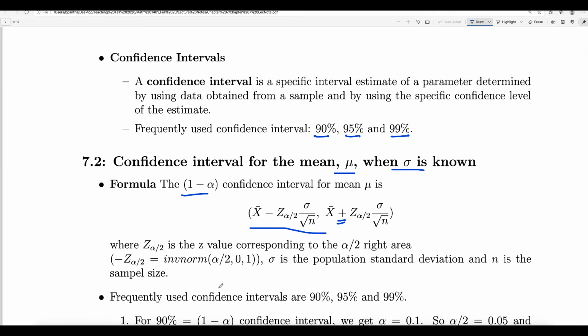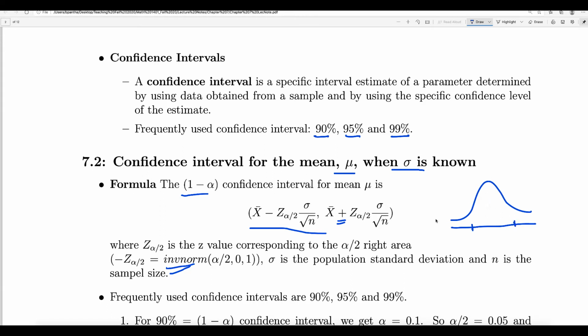Now, what is g alpha half? G alpha half is the g value corresponding to alpha half right area. But how do I find g alpha half? Negative g alpha half is given by inverse norm. We use inverse norm to find negative g alpha half or positive g alpha half, with alpha half, 0, 1, where 0 and 1 are the mean and standard deviation. What we do is, alpha will be given to you, or 1 minus alpha will be given to you.